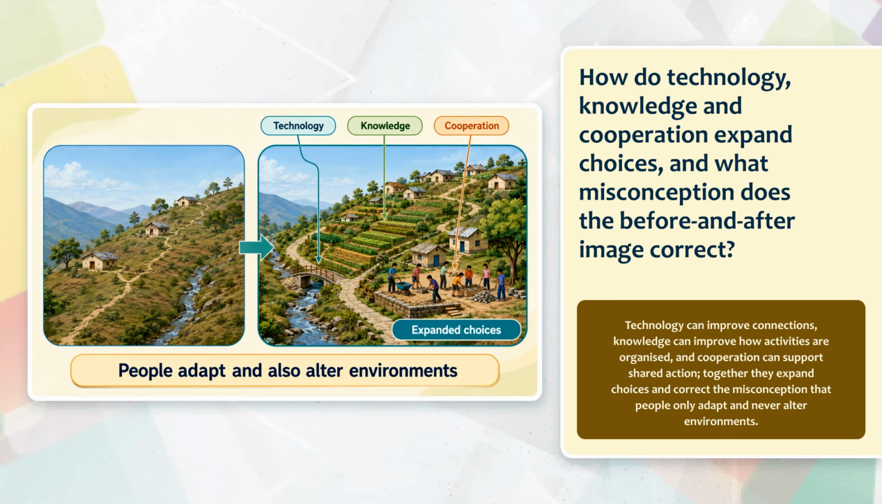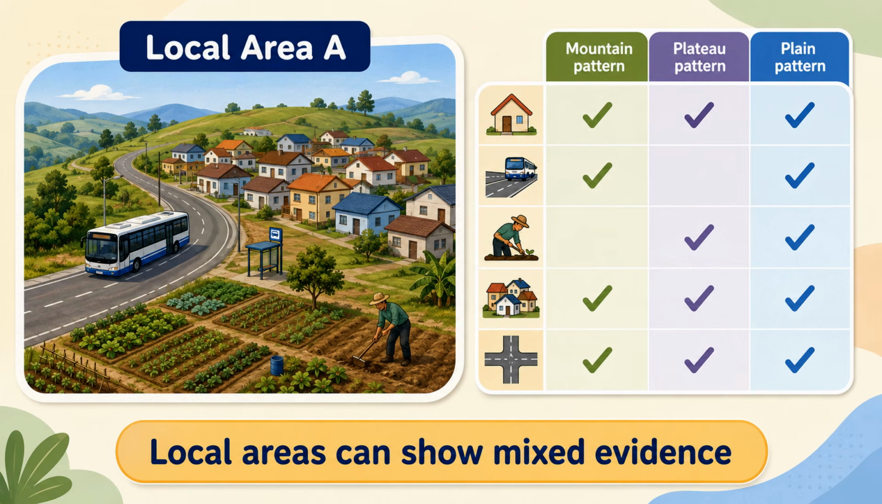The changes show three forms of human agency. Technology can improve connections, knowledge can improve how activities are organized, and cooperation can support shared action. Together, they expand choices and correct the misconception that people only adapt and never alter environments. The same setting supports more options after human action. Next, we will use a fictional local area comparison to apply the same evidence categories without assuming every place is identical. Start with the fictional local area A and collect evidence before looking at the comparison matrix.